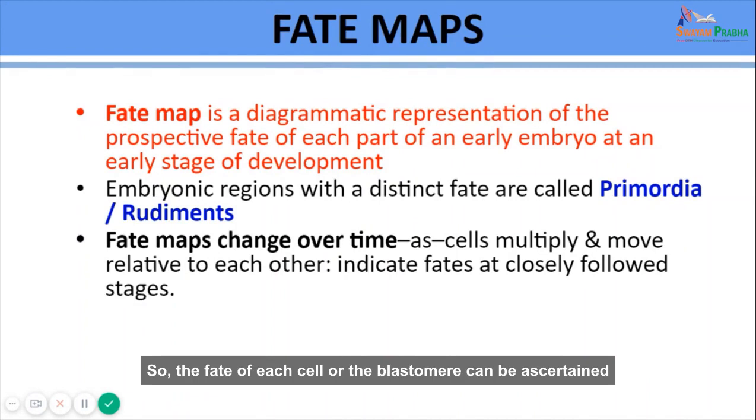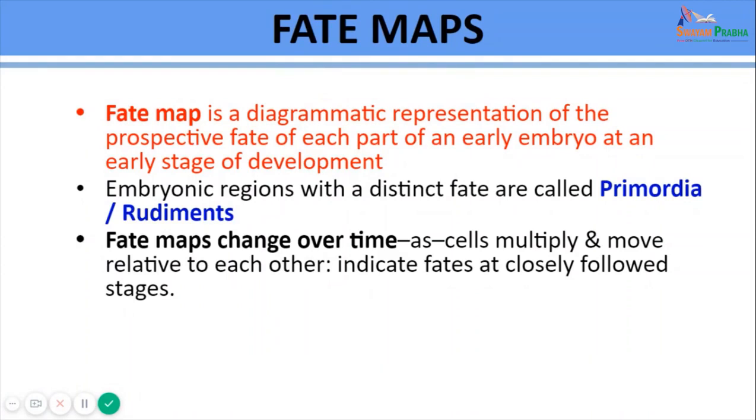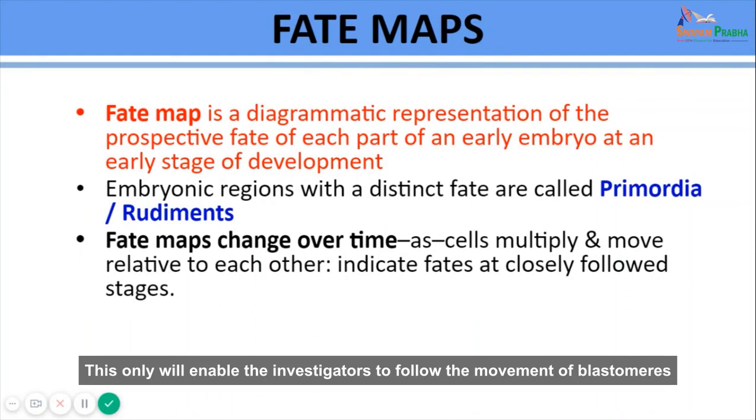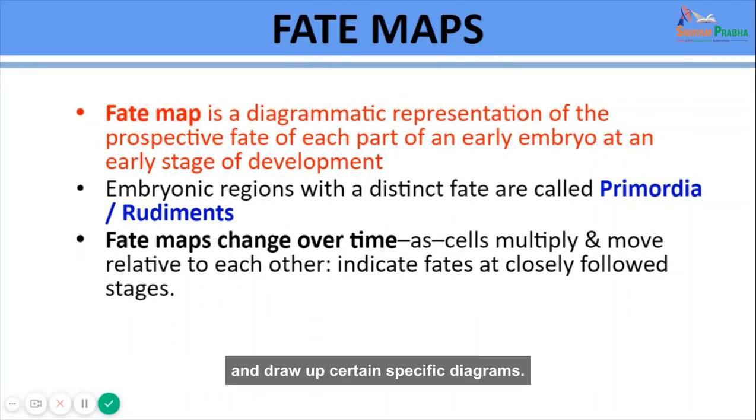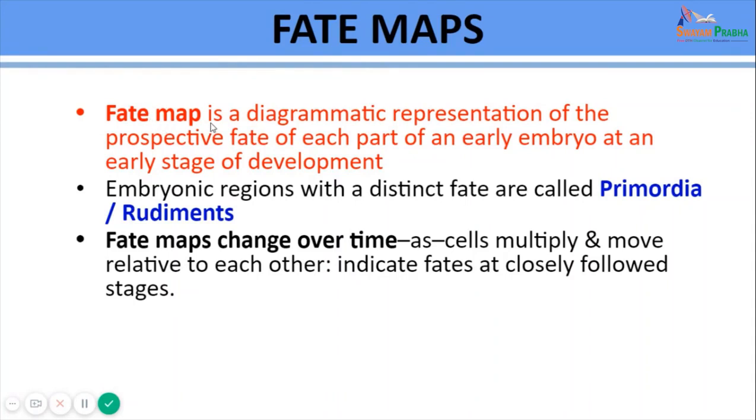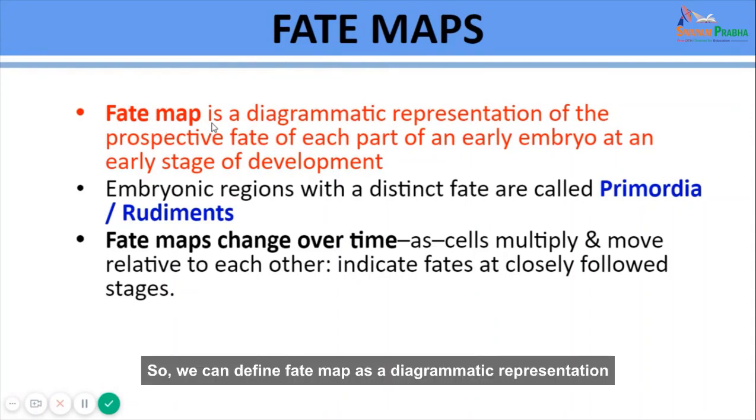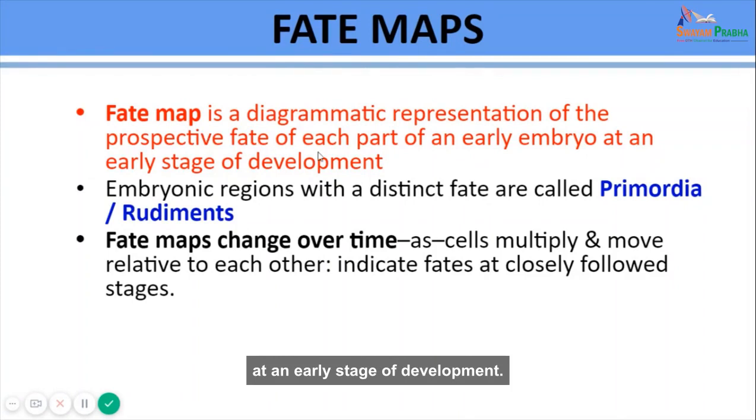So the fate of each cell or the blastomere can be ascertained only when each of them is labeled or marked differently. This only will enable the investigators to follow the movement of blastomeres and draw up certain specific diagrams. So this type of differently colored labels or markings in the embryo, when presented in the form of diagrams, are known as fate maps. So we can define fate map as a diagrammatic representation of the prospective fate of each part of an early embryo at an early stage of development.